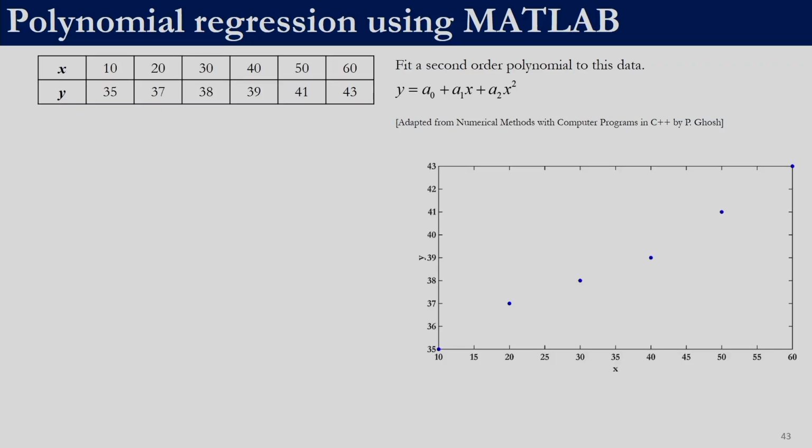This is the polynomial that we are required to fit, y is equal to a0 plus a1x plus a2x square, and these are our data points x and y. Here we have 6 data points, and these are the y values.